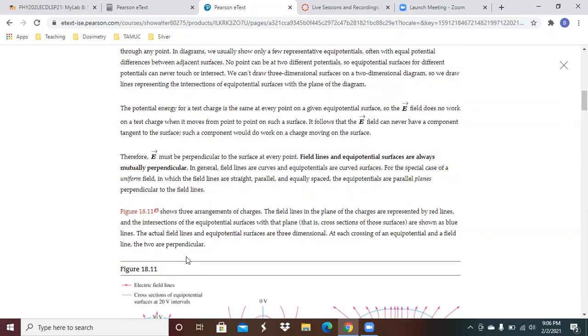Now, no point can have two different potentials. You can't have one point that is at one value and that same point be at another value. So equipotential surfaces at different potentials never touch or intersect. So the potential energy for a test charge is the same at every point on a given equipotential surface.